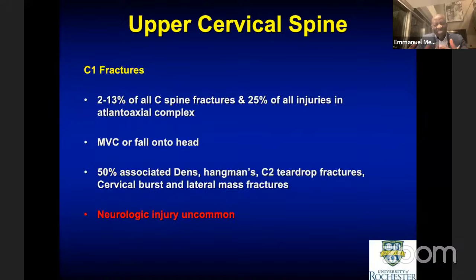as most of the time the fracture lends itself to an increase in the diameter of the spinal canal, and hence not a spinal cord compression.